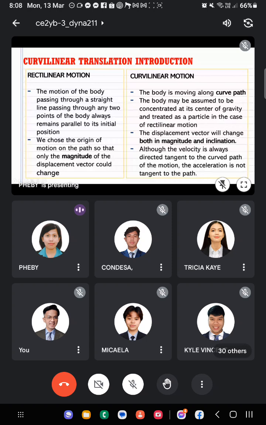While in curvilinear motion, the body is moving along a curved path, no? Curved path or sometimes circular path, yung ginagalawan ng ating body. Concentrated at its center of gravity and treated as particle in case of rectilinear motion. And the displacement vector will change both in magnitude and inclination. Although the velocity is always directed tangent to the curved path of motion, the acceleration is not tangent to the path. Okay, so we'll discuss it one by one.